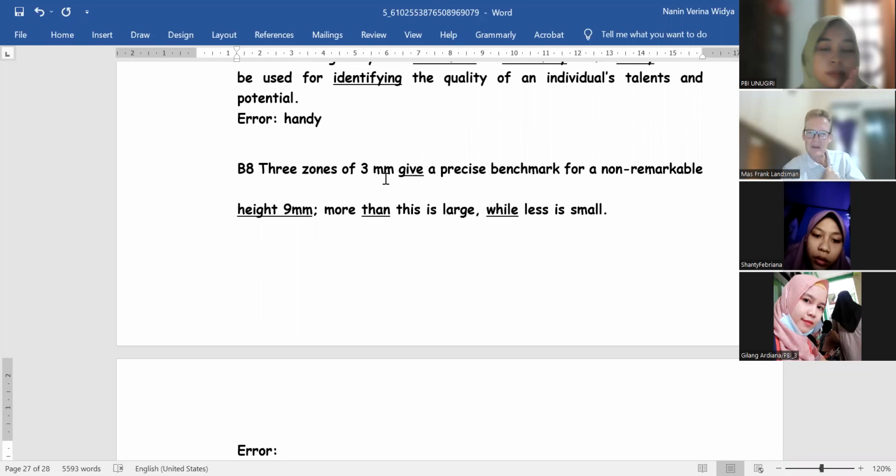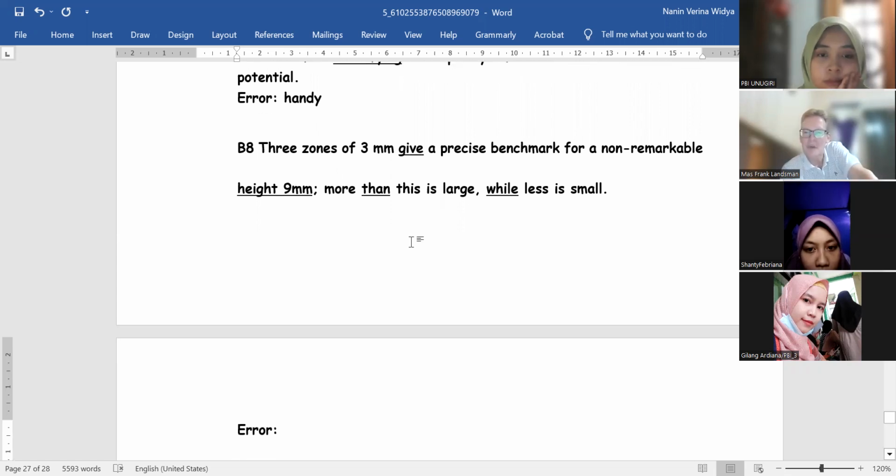Then number B8, 3 zones of 3 millimeters give a precise benchmark for a non-remarkable height 9 millimeters. More than this is large, while less is small. So you give the size of the handwriting, ukurannya. Which one is wrong? Something missing, yeah? There's a missing word. Omitted word, we call this B8. If you go to the list, you can find omitted word, kata yang hilang. Kata apa yang hilang kira-kira? Jadi ada satu bagian yang tidak lengkap dengan kata lain.